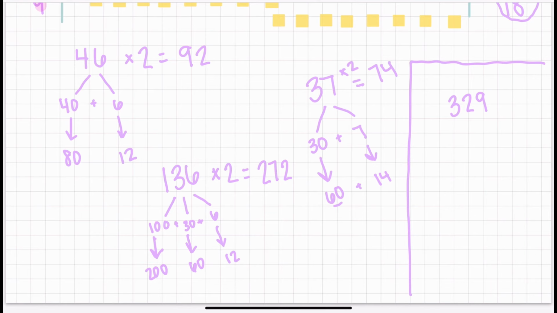Okay, so let's review this one. There are a few ways I could go about this. If we go with the strategy we were looking at earlier, then we could separate it or decompose it into hundreds, tens, and 1s. Double of 300 is 600. Double of 20 is 40. Double of 9 is 18. Okay, so when I add this together, I get 658.